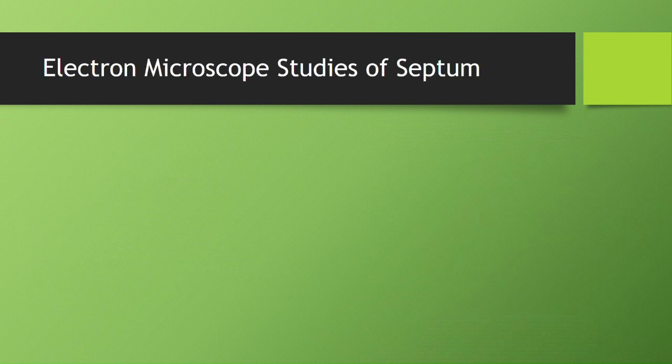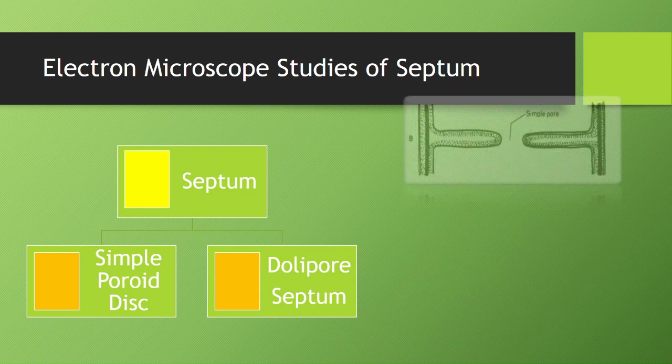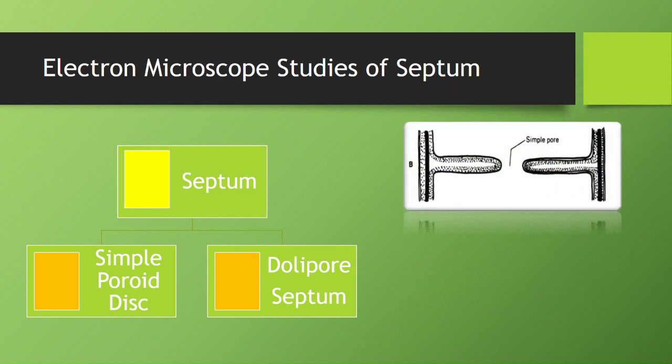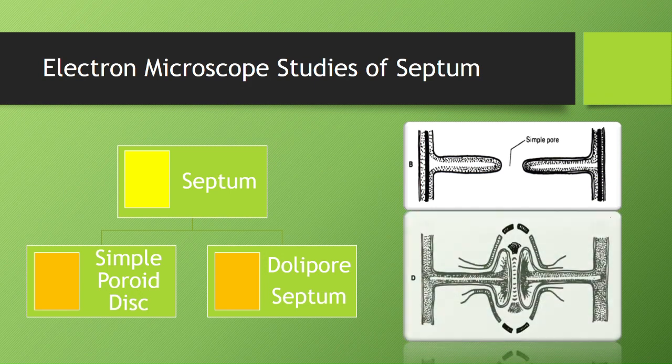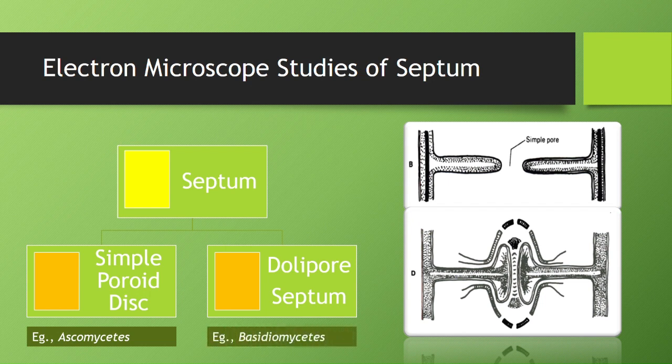Now coming to electron microscope studies of septum. Septum can be divided into simple pore or dolipore septum. This is the simple pore septum and this is the dolipore septum. Simple pore septum is found in ascomycetes, whereas dolipore septum is found in basidiomycetes. This dolipore septum is important, so we will discuss its structure.